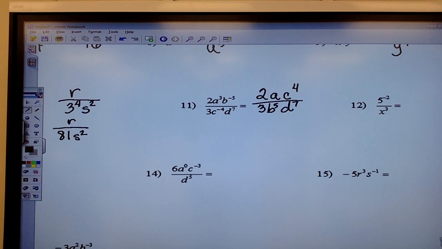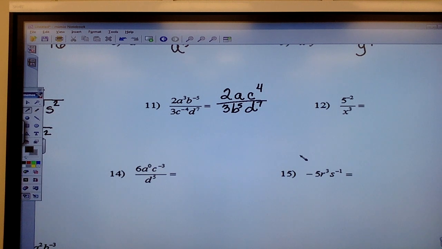Number 12 is somewhat interesting. X cubed is positive, so it stays at the bottom. But I have 5 raised to the negative 2nd. So we're going to have to move that to the bottom. So whenever you do that, you put a 1 at the top. The 5 to the negative 2 becomes 5 squared, x cubed. We want to evaluate 5 squared, which is 25. So we'll have 1 over 25 x cubed.